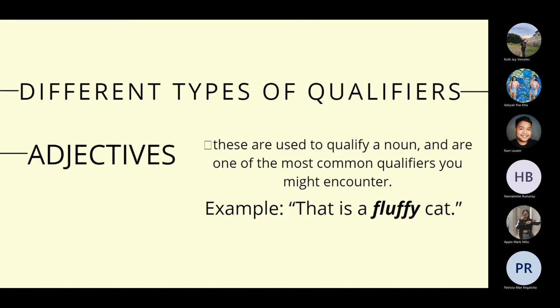First are the adjectives. Adjectives are the words that describe the qualities or state of being of a noun, or in a concise manner, these qualify a noun and are one of the most common qualifiers you might encounter. For example, that is a fluffy cat. In this example, the qualifier is the word fluffy, and it qualifies the word cat. Another example, Lisa wore a full sleeve shirt today. Just like in the first example, the qualifier is the word full sleeve and it qualifies the noun shirt. For the next type, next slide, please.